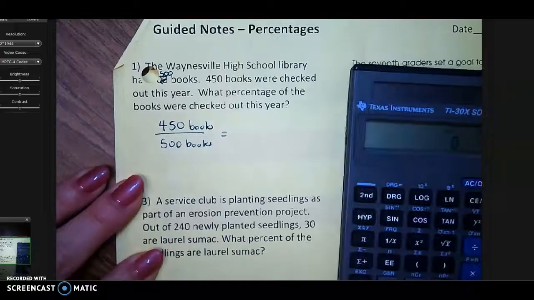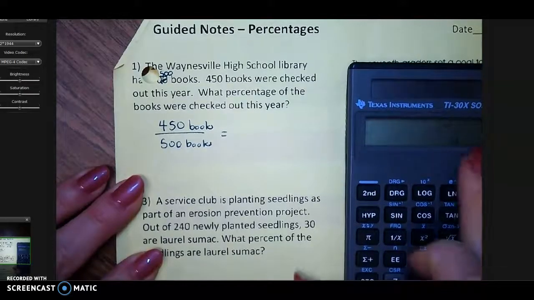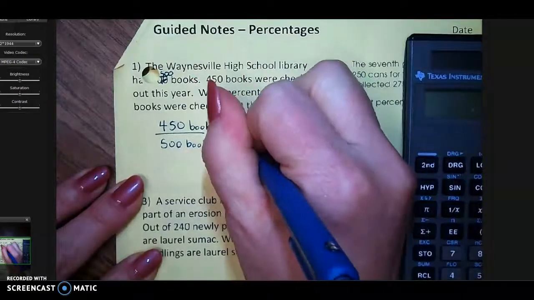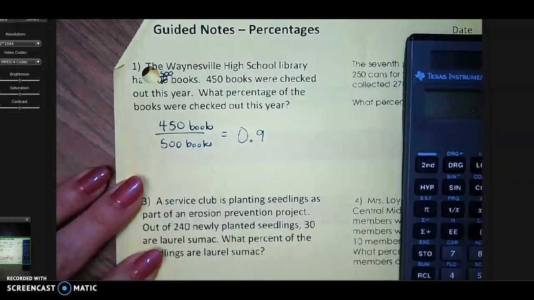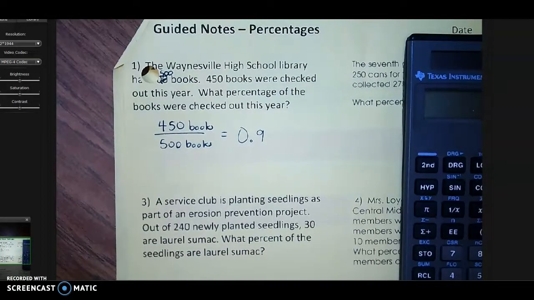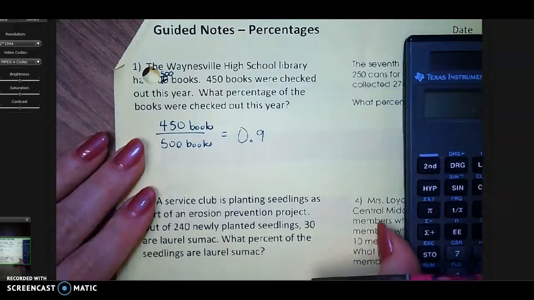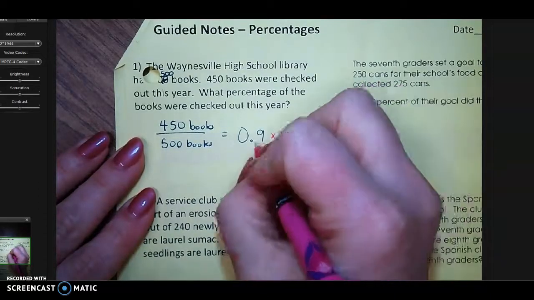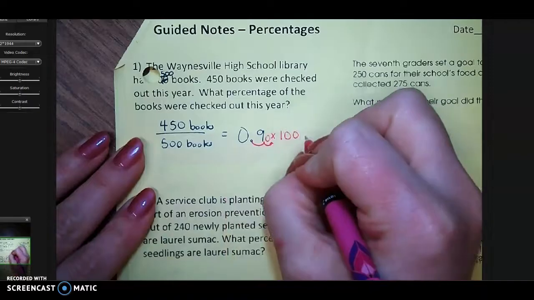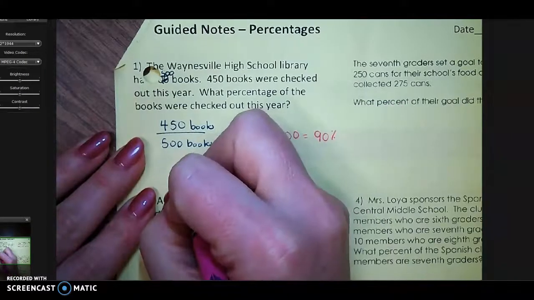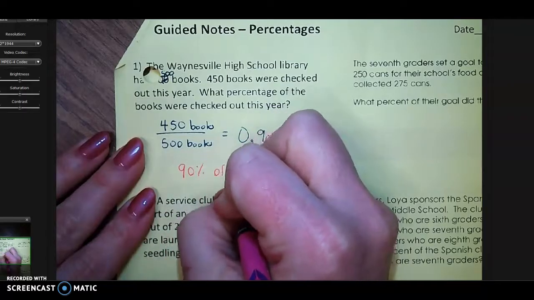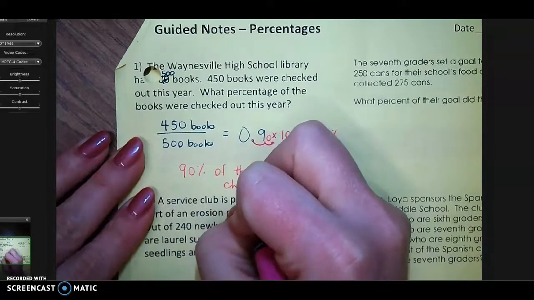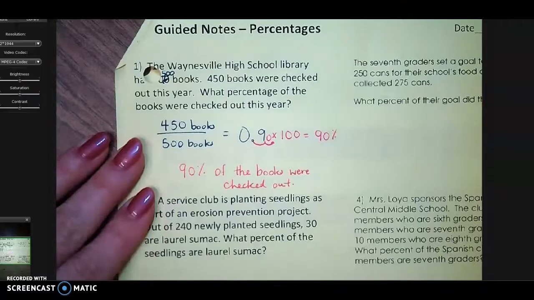So we do 450 divided by 500, and we get 0.9. Now, we know that it's going to give us the answer as a decimal. We're going to have to change it into a percent, and less than 1% doesn't make sense. So remember, I take that and multiply it times 100, which means the decimal point goes 2 places. So I find out that 90% of the books were checked out.